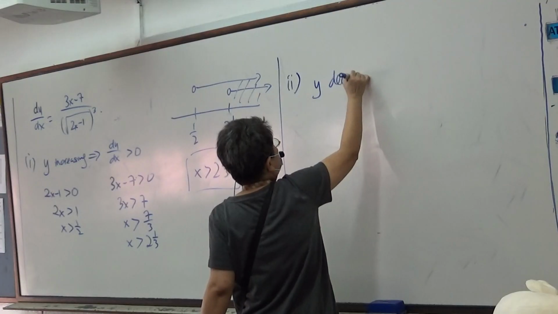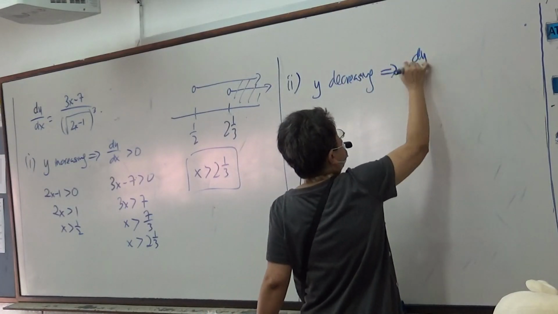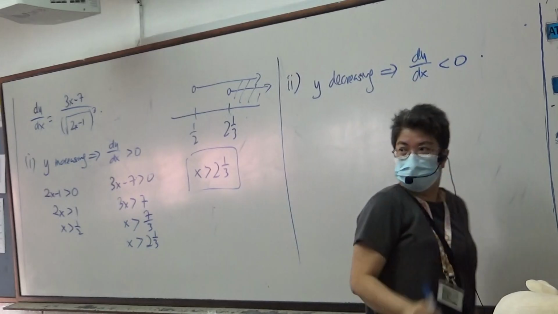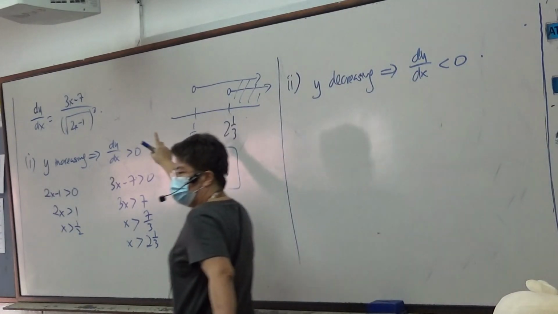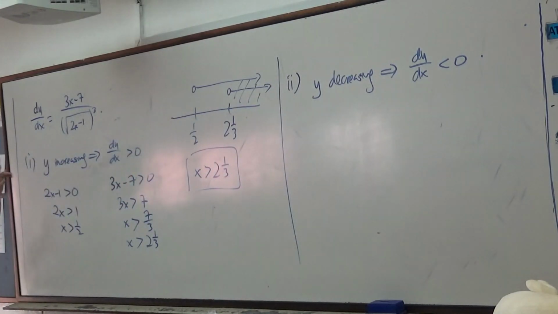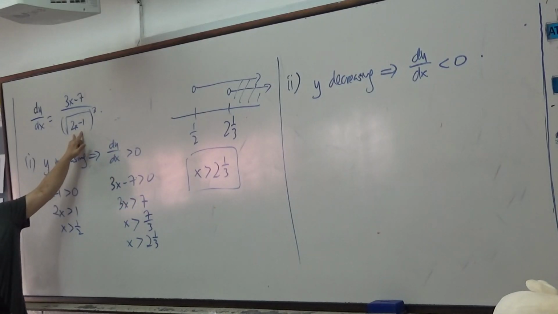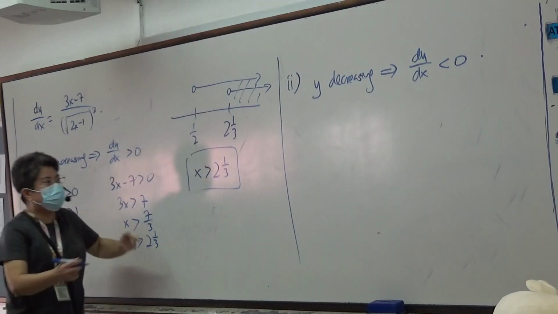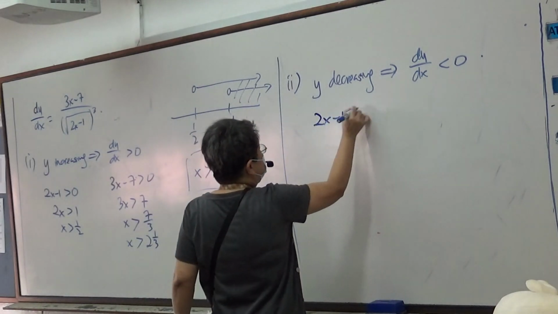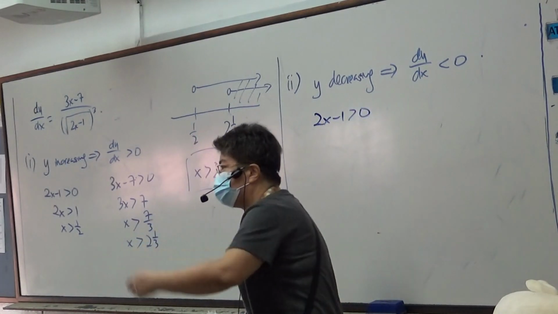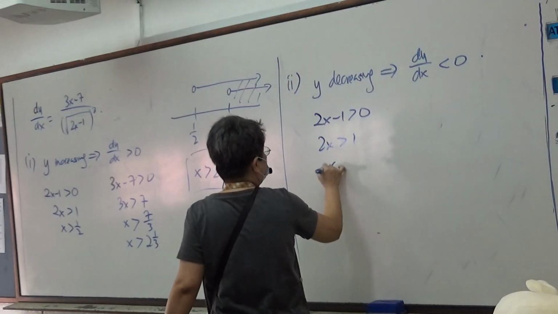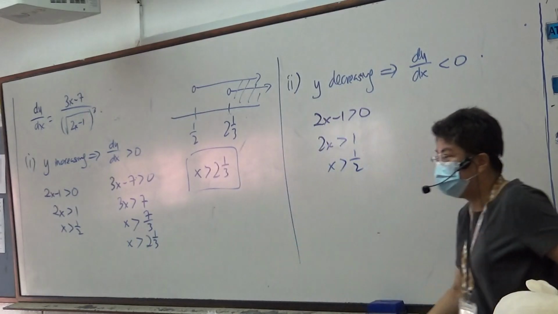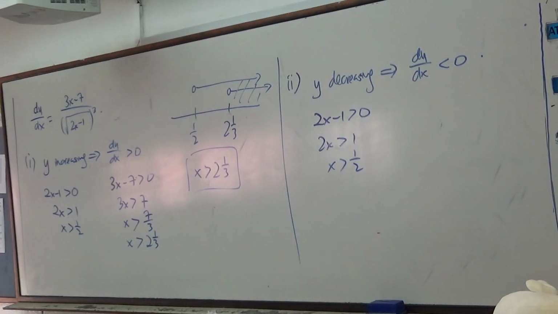y decreasing will imply dy/dx is less than 0. Agree? Now look at the differentiation. Whether increasing or decreasing, the denominator still must be defined. You agree with what I'm talking about? So the first thing is 2x - 1 still must be bigger than 0. If not, you cannot take the square root. Agree? So this one is still there.